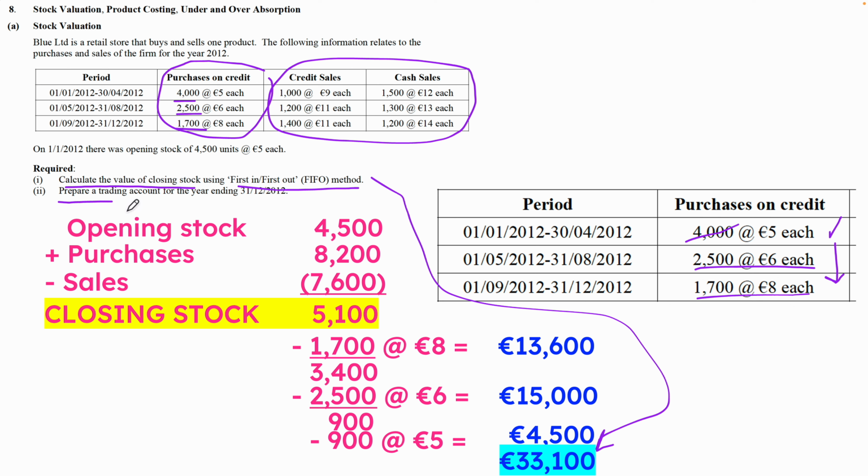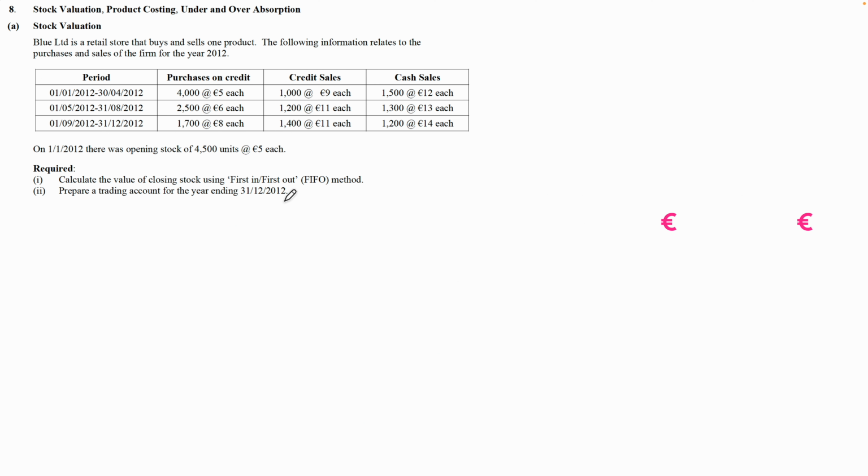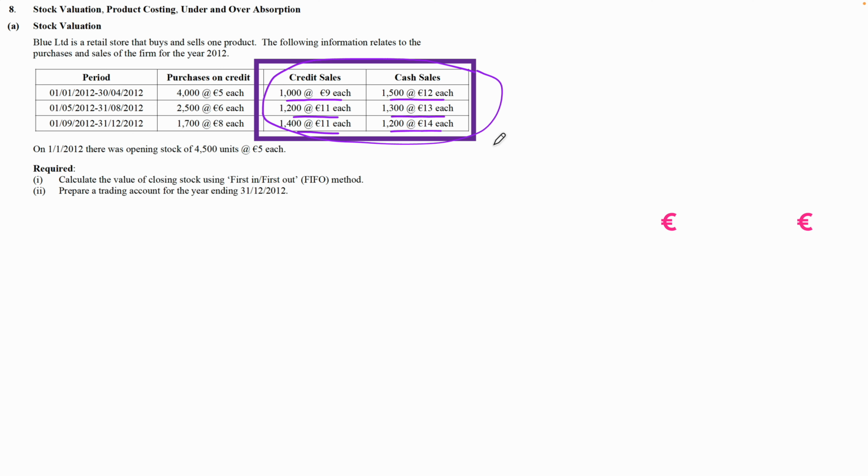And we will be using that now when we do our trading account for the end of the year, in part two. So trading account, what does it look like? Sales less cost of sales, opening stock plus purchases less closing stock. Okay, so for me to get my sales, it's just going to be a little bit tedious on the calculator. And what you're going to do, 1,000 by €9 plus 1,200 by €11 plus 1,400 by €11 plus 1,500 by €12 plus 1,300 by €13 plus 1,200 by €14.